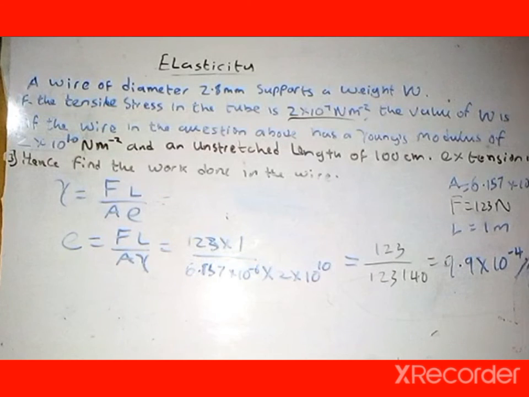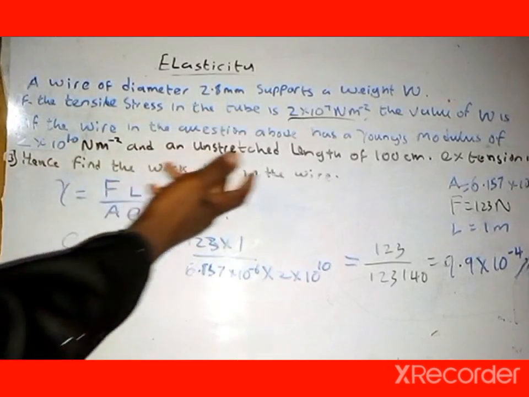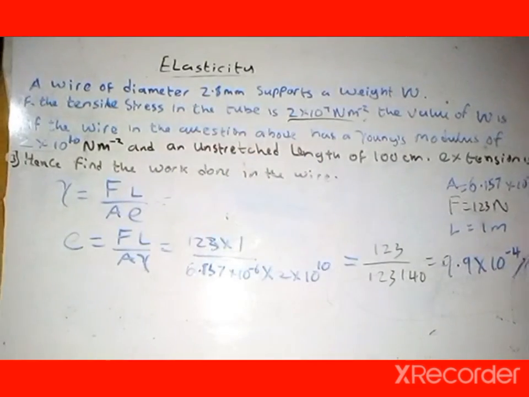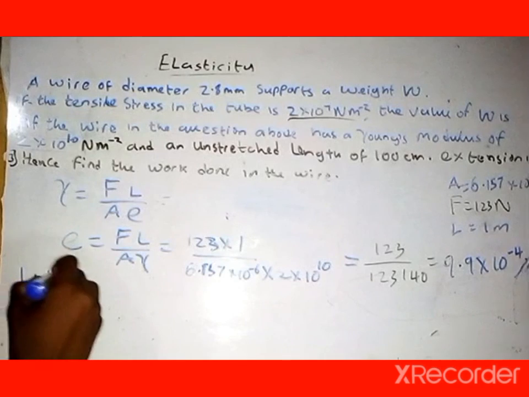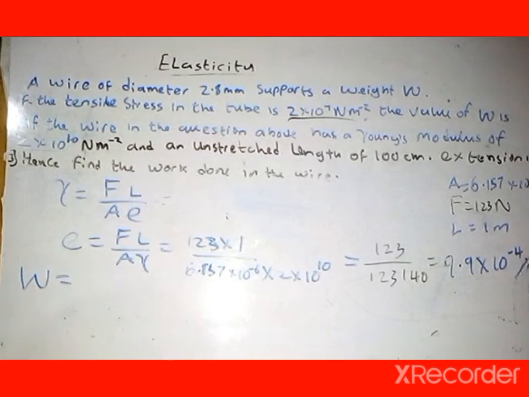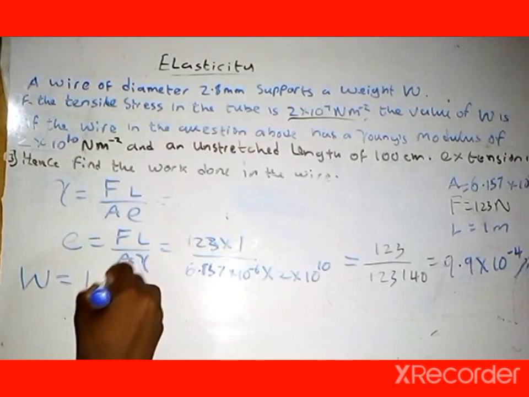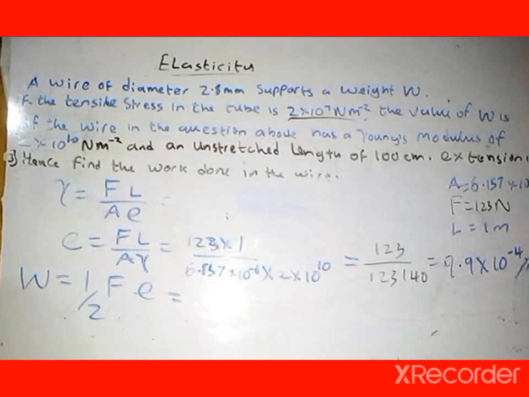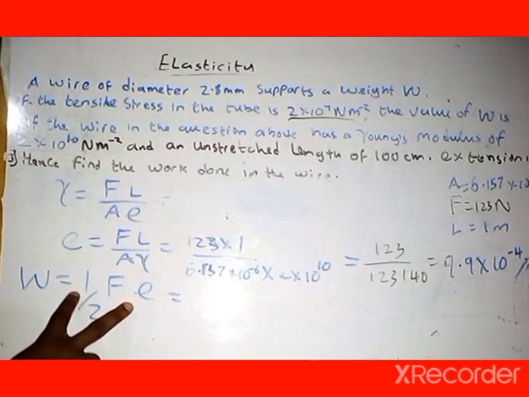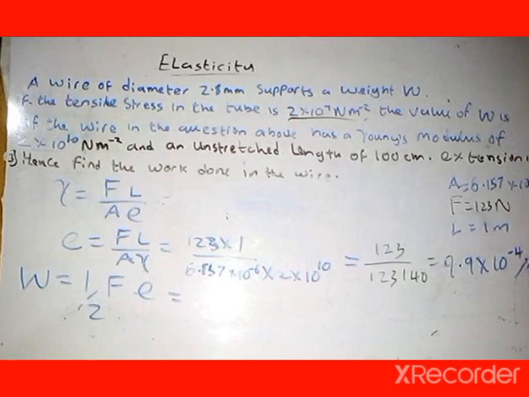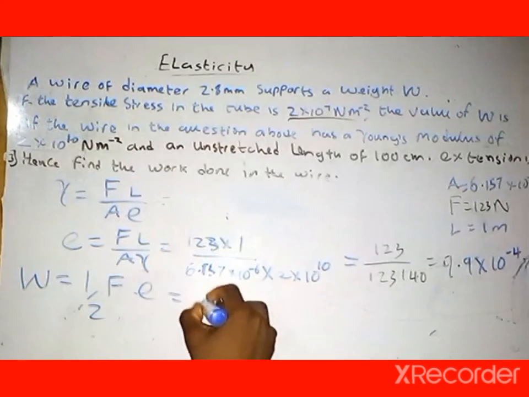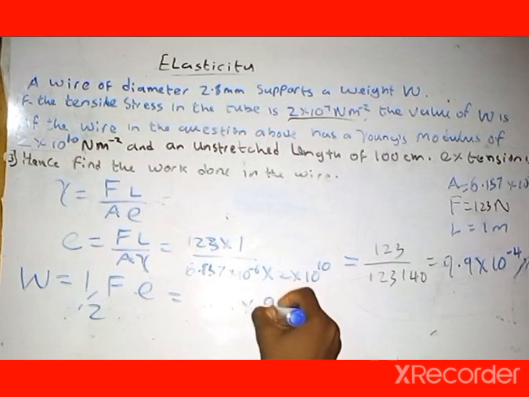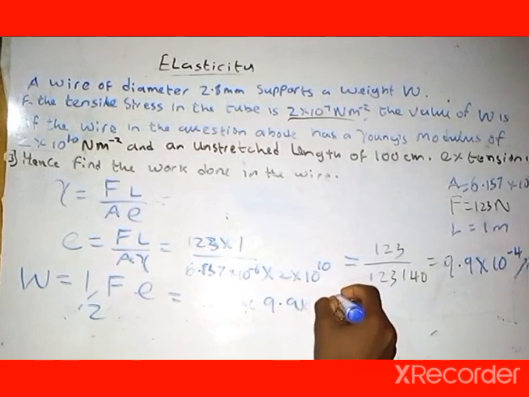But we are not done with the question. I like this question. So hence find the work done in the wire. So we simply have a formula for work done. Since we have our F and we have our extension, we can use one over 2 F multiplied by e, which is the original formula. So that is the average force multiplied by the extension. So what is the force? That's 123 multiplied by 9.9 times 10 to the power minus 4.